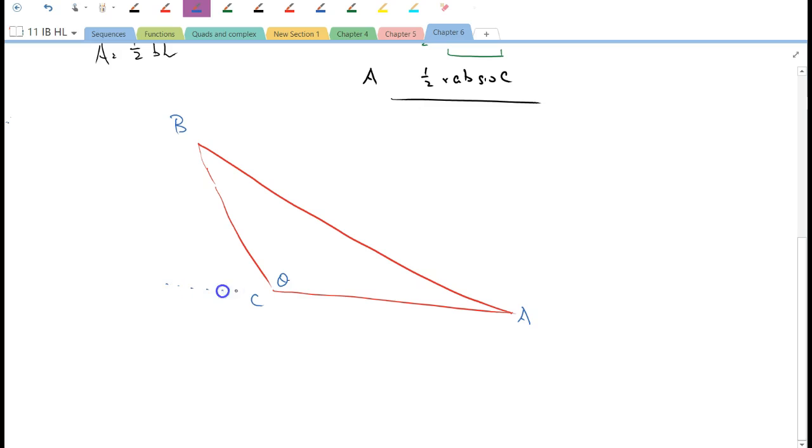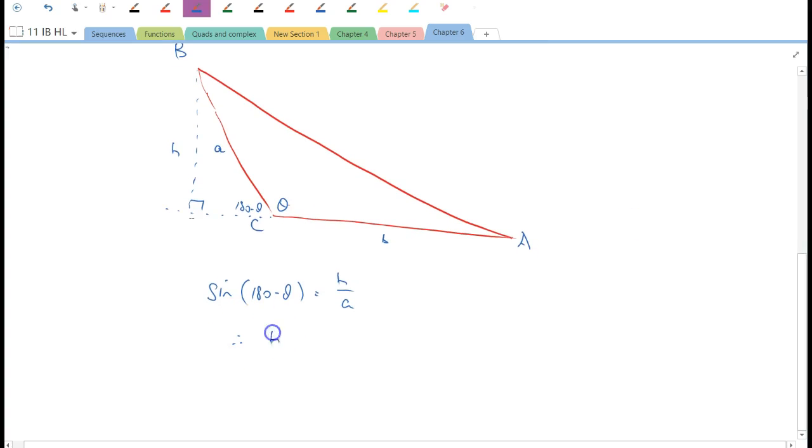We want these side lengths here, which are a and b, and we're going to get them by extending. So now this is my base here. My height is perpendicular to it. So there we go. Now over here, that's side C there. And this is 180 minus theta here. And this is my height. Now I could say that sine of 180 minus theta is equal to opposite over hypotenuse, and therefore my height is equal to a sine of 180 minus theta. But sine of 180 minus theta is the same as just sine theta. So h is equal to a sine theta.